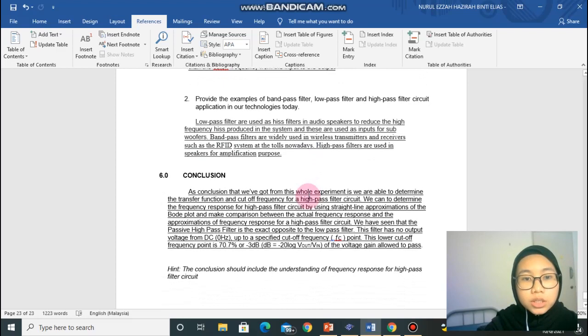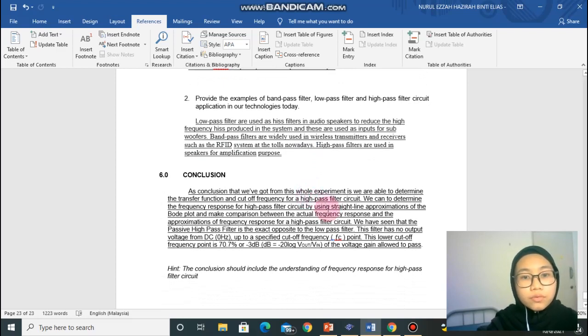So the conclusion that we got from this whole experiment is that we are able to determine the transfer function and cutoff frequency for a high pass filter circuit. We also can determine the frequency response for a high pass filter circuit by using straight line approximations of the Bode plot and make a comparison between the actual frequency response and the approximations of the frequency response for a high pass filter circuit.